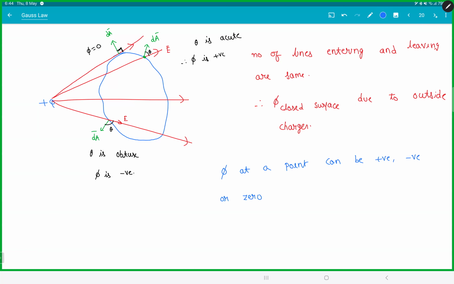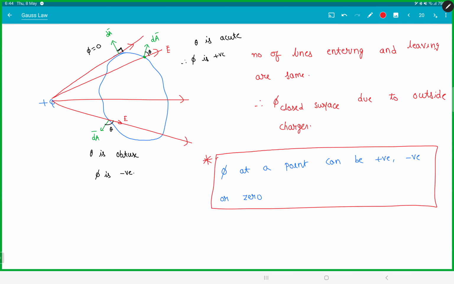But when you add all these fluxes, you'll get a zero there. Quite an important statement there. So be careful. Flux at a point is different from flux on a closed surface. These things will come in a statement question.